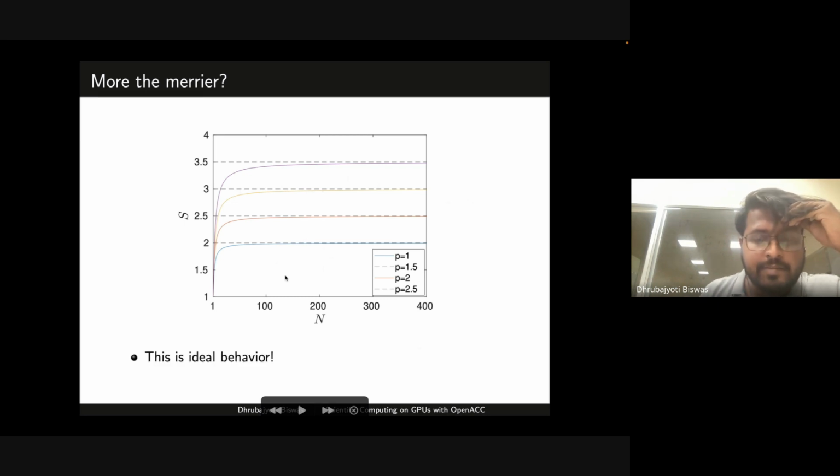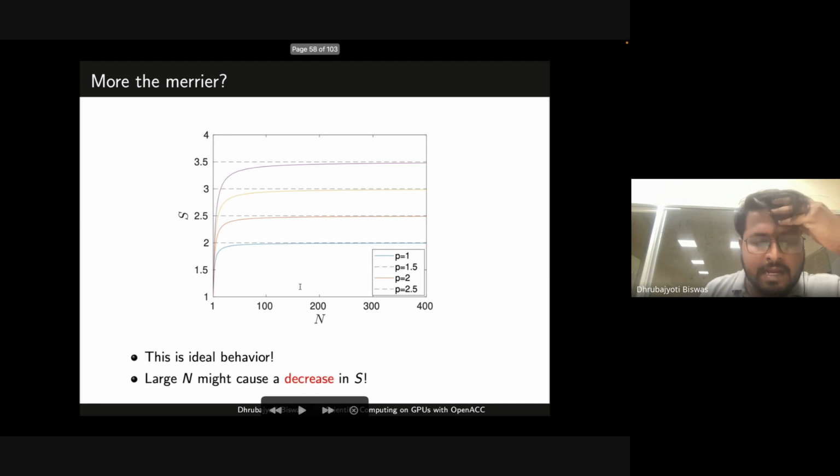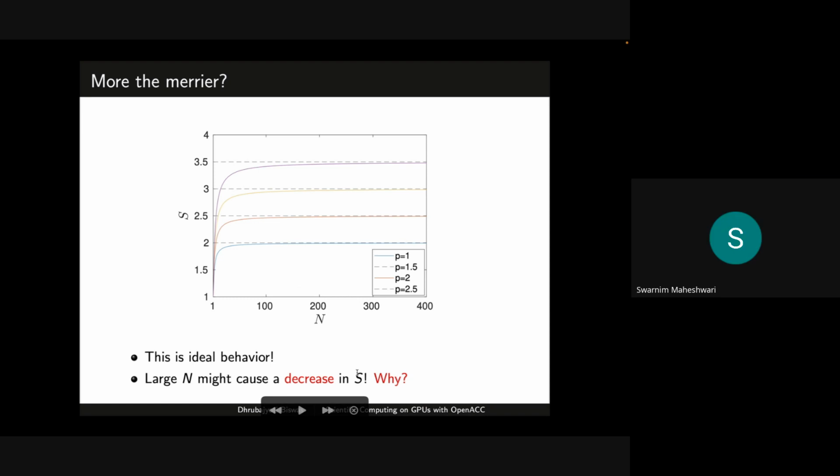Again, this is ideal behavior. This is again an ideal scenario, which I have shown here in the case of Amdahl's law. It has been seen experimentally, if you run your problem on current systems, that a large n might cause a decrease in S. Can somebody guess why? Because of communication bottleneck? Correct.